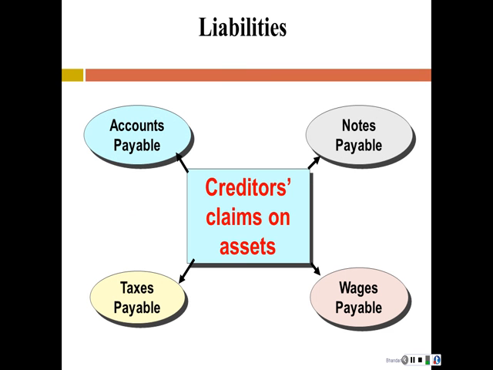So let's first talk about accounts payable and notes payable. These are opposites of accounts receivable and notes receivable. So if accounts receivable is a right to receive payment in the future, accounts payable is an obligation to make payment in the future. So if you buy products or services on credit, you have an obligation to make a payment for these at a later date, and that obligation is termed as accounts payable.